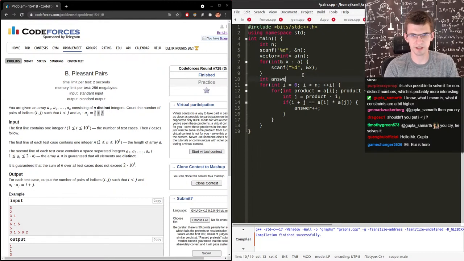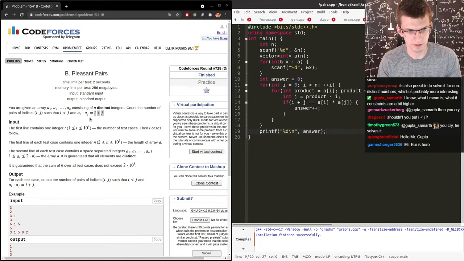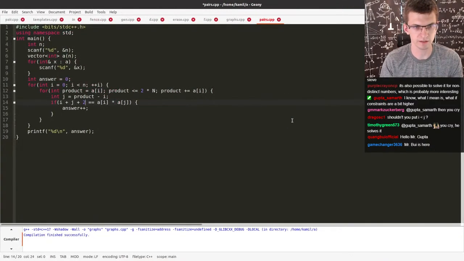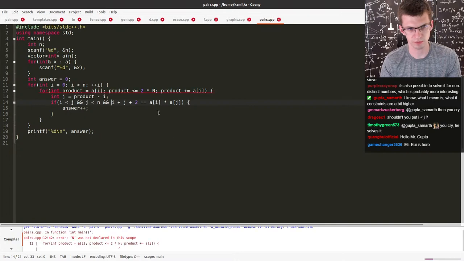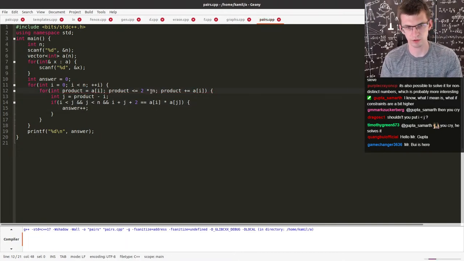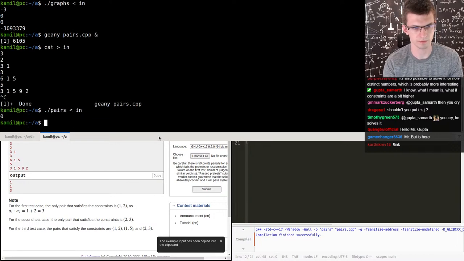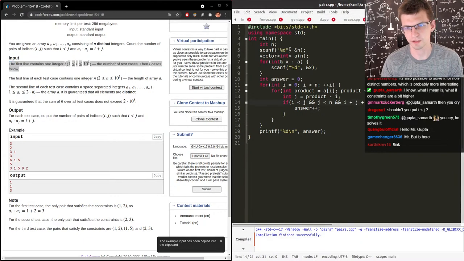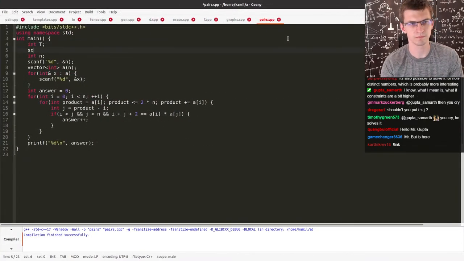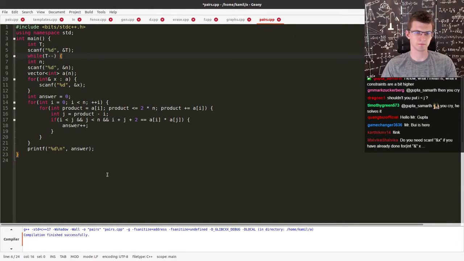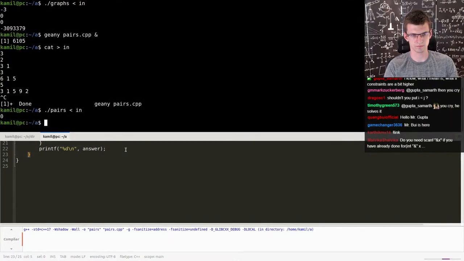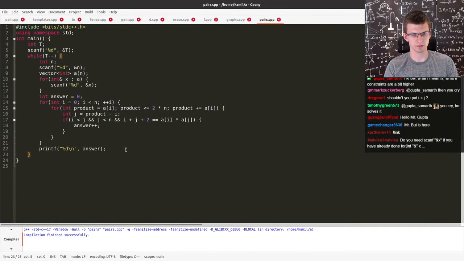Answer is limited by n log n, so int is enough. Now, here they use indices from 1 to n, not from 0 to n minus 1. So I need to do that. And limits. So that j would be indeed element on the right. Lowercase n, oh, something is wrong. I thought that there are no test cases. Zero, one, one, no.